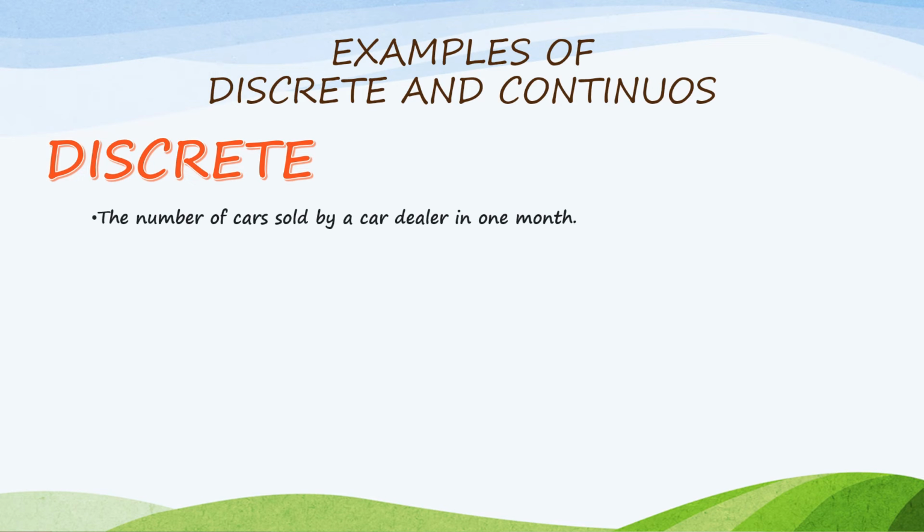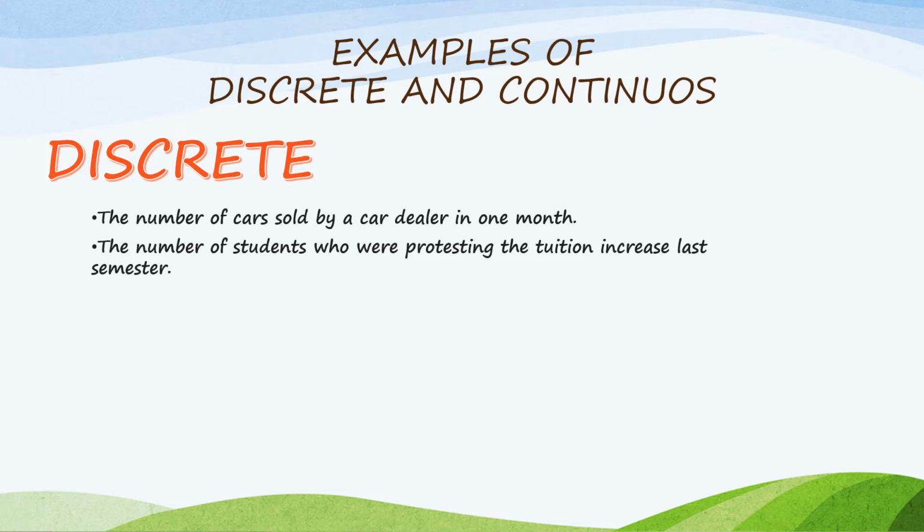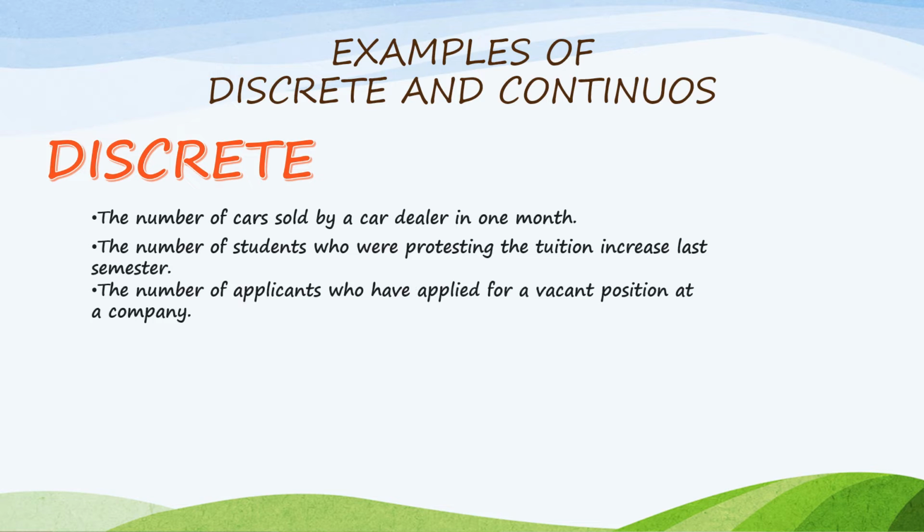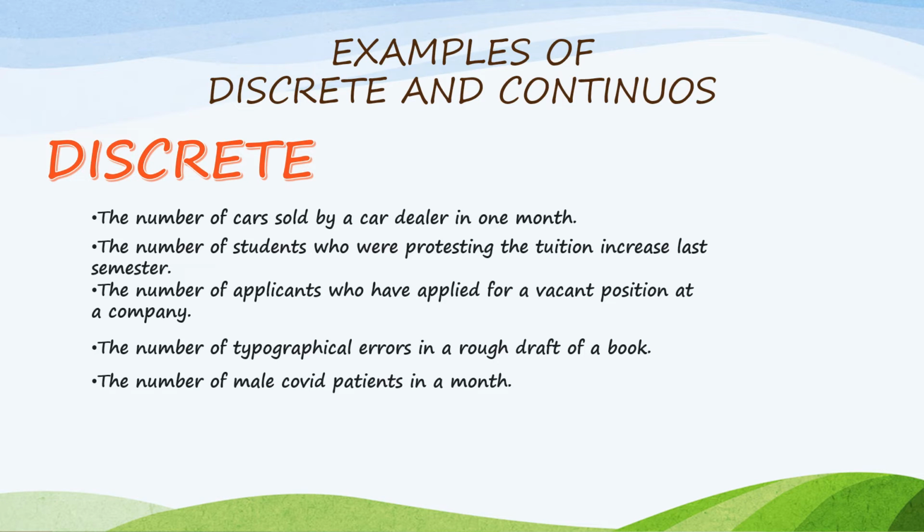For us to deepen our understanding between the two types of random variable, let's have the first one about discrete. These are examples of discrete random variable. The number of cars sold by a car dealer in 1 month, the number of students who were protesting the tuition increase last semester, the number of applicants who have applied for a vacant position at a company, the number of typographical errors in a rough draft of a book, the number of male COVID patients in a month. So these are examples of a discrete random variable.